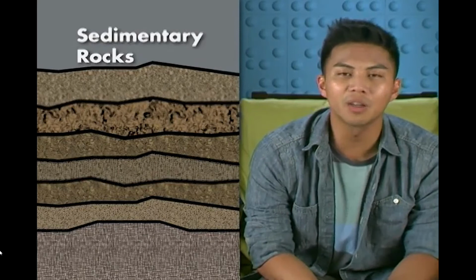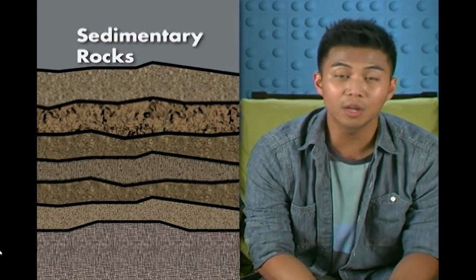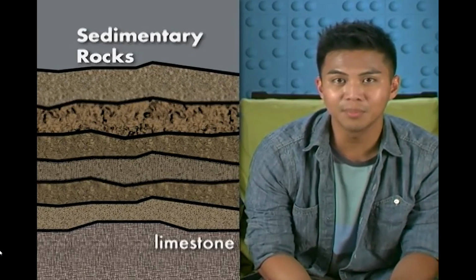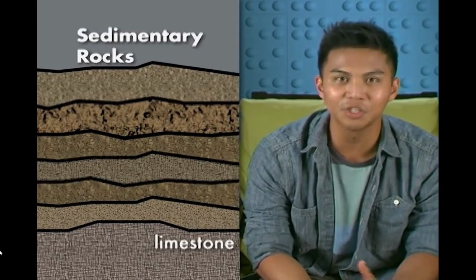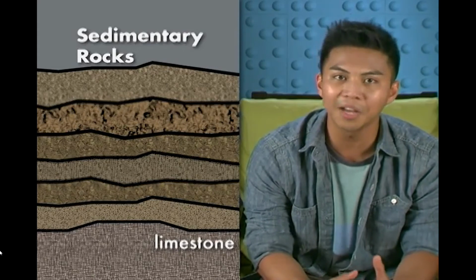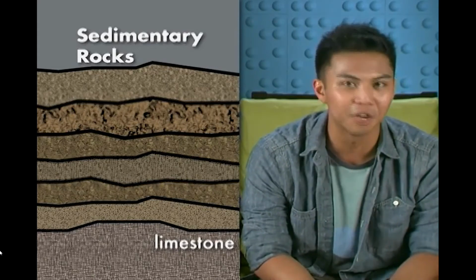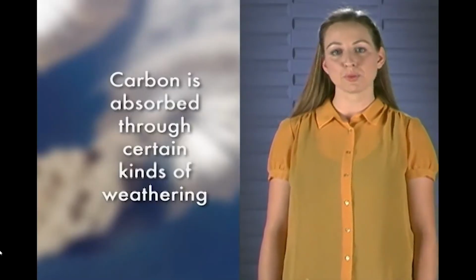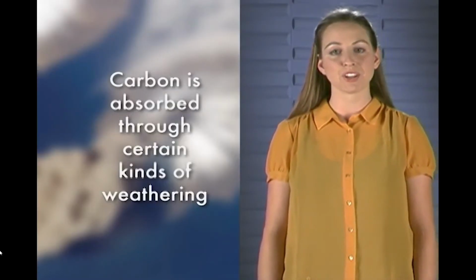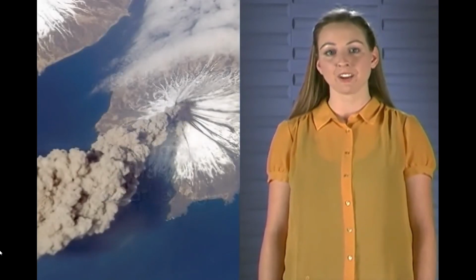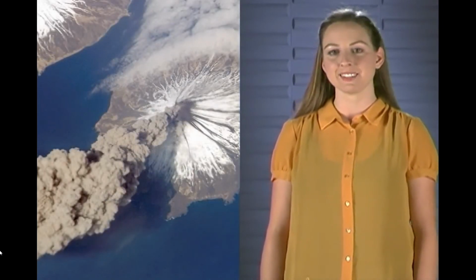As sedimentary rocks build up over time, they accumulate large amounts of carbon. For example, limestone is a sedimentary rock that is made from the accumulated skeletons and shells of dead marine organisms piled up on the ocean floor. You know, limestone. It's the stuff chalk is made of. Carbon is also absorbed from the atmosphere by rocks through certain kinds of weathering. It is released back into the atmosphere during volcanic eruptions and other processes.